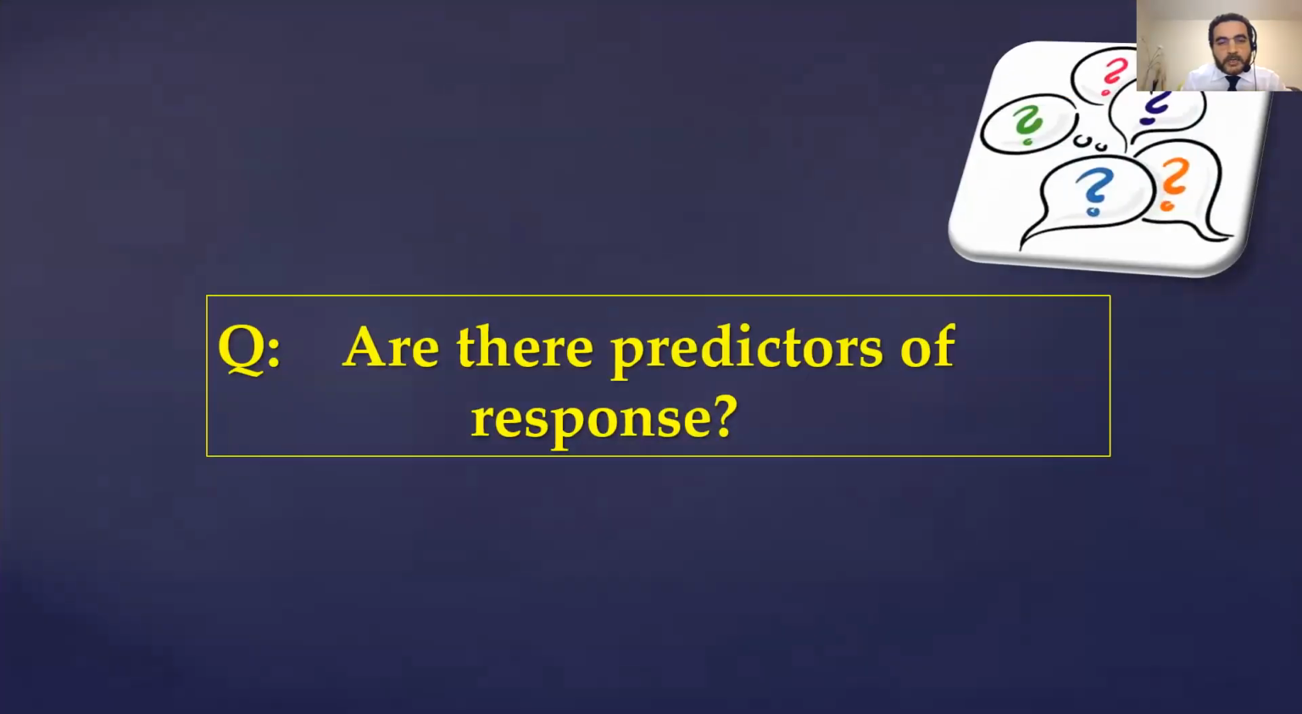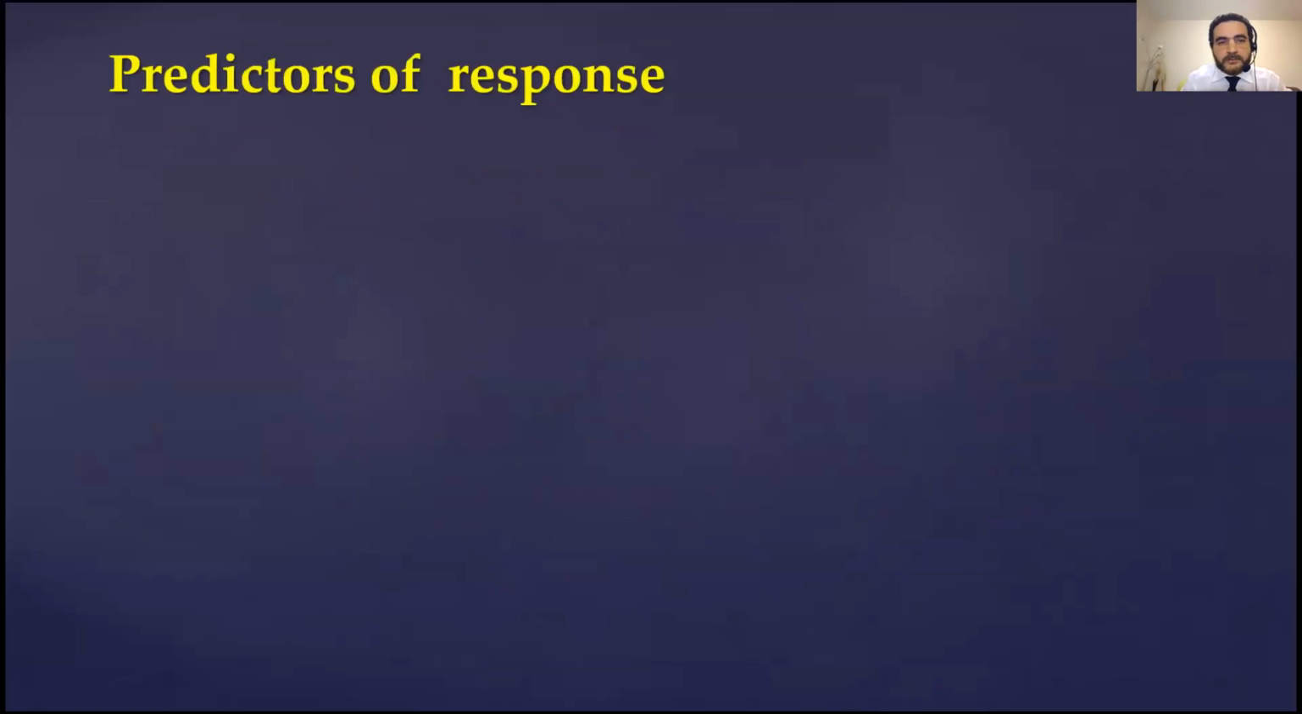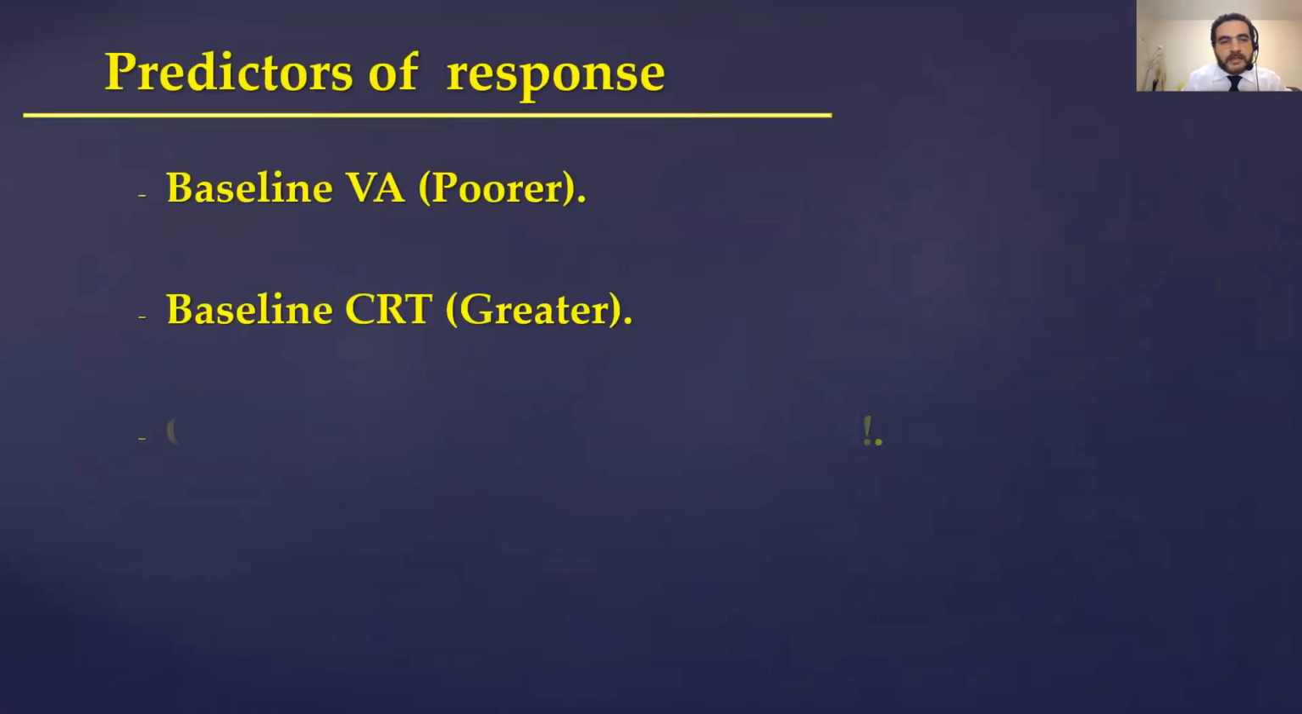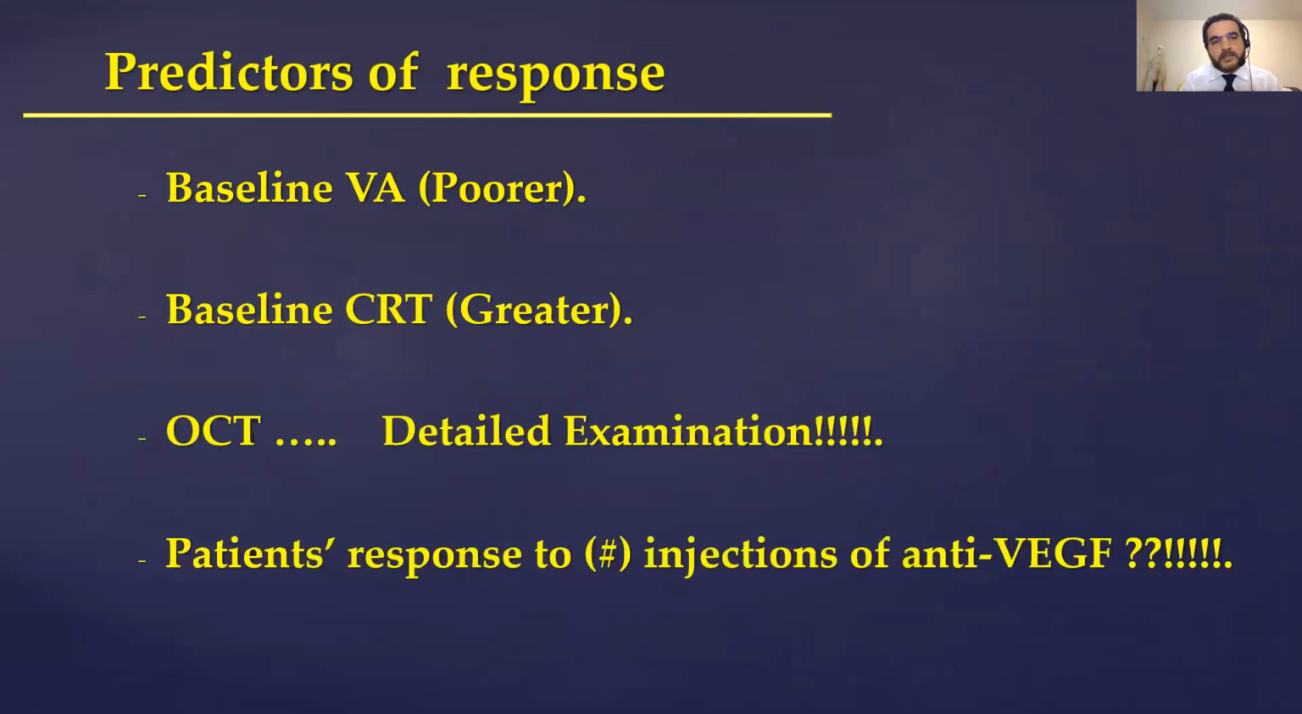Another important point I want to discuss with you is the prediction of the response. We have different predictors so we can expect the response. I'll go through it quickly. The first two: baseline visual acuity, the poorer, the better. I mean, patients with poor baseline visual acuity are those expected to gain more vision. Also, baseline central thickness offers a great opportunity to gain more vision.